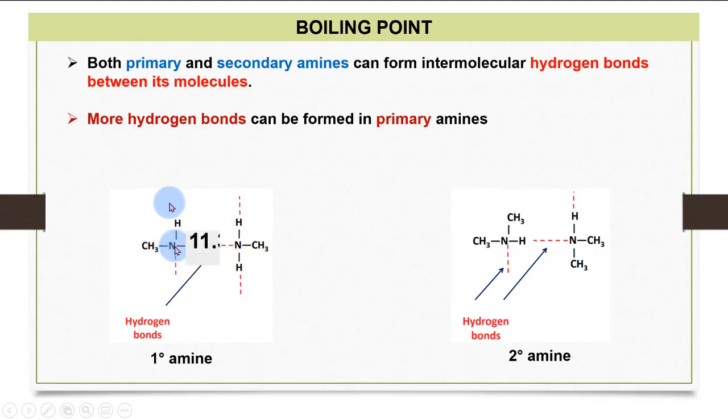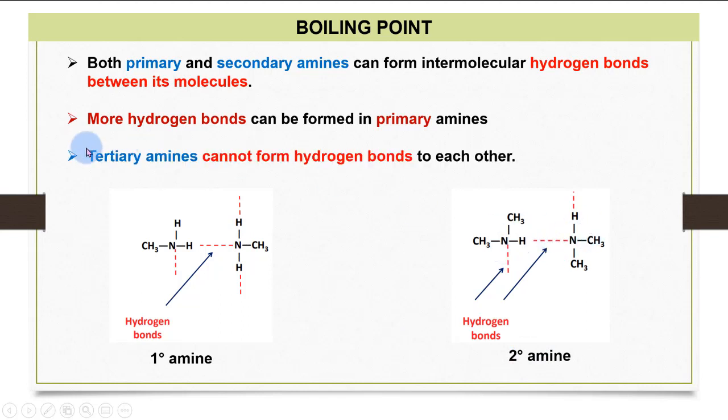So this is a molecule of a primary amine with its neighbouring molecule. So these are the intermolecular hydrogen bonds. And then similarly for this secondary amine, here are your hydrogen bonds between the molecules. For tertiary amines, they do not have a hydrogen atom bonded to nitrogen, therefore they cannot form any intermolecular hydrogen bonds with each other. So tertiary amines only have weak van der Waals forces.